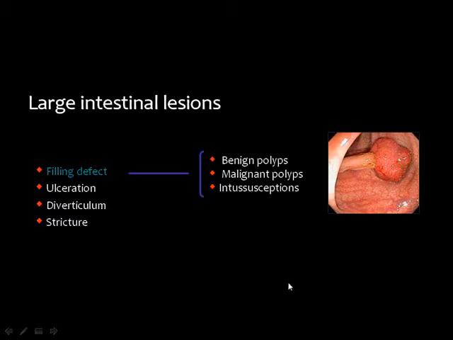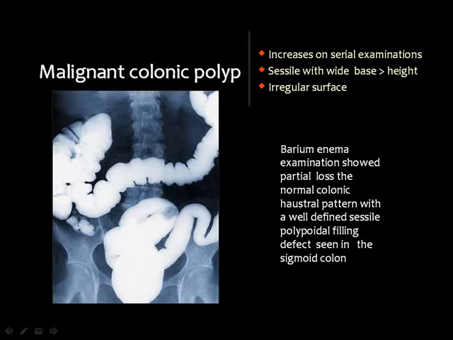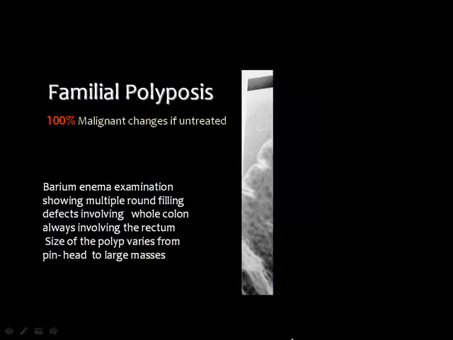Then polyps of the colon or filling defects in the colon may result from benign polyps, malignant polyps, and in some cases are due to intussusception. Then in order to differentiate between benign and malignant polyps, the benign polyps usually have a pedicle and a smooth outline as well. And you can see multiple polyps in the colon showing the benign characters, pedunculated appearance with a smooth surface. But the malignant polyps are usually sessile with no pedicle and irregular outline of the polyp itself.